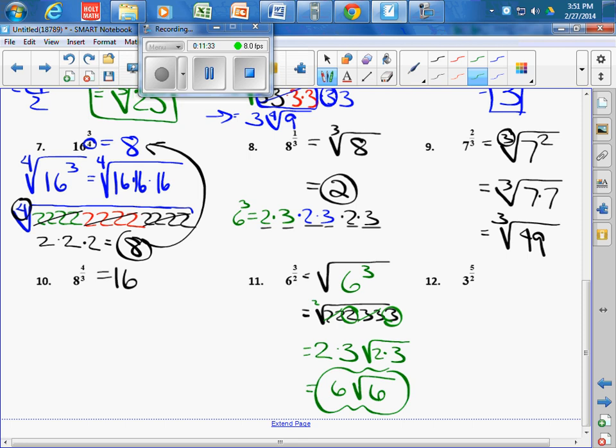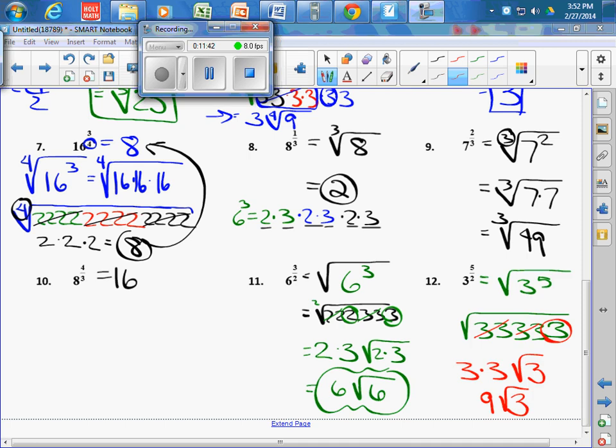Try 3 to the 5 halves on your own. Stop the video right now and work this out and see if you come up with the same thing I do. When you have it done, restart the video. I came up with 9 radical 3. Hopefully you did too. If you didn't, look at what I have written down, look at what you have written down, and see what the difference is. Next page.